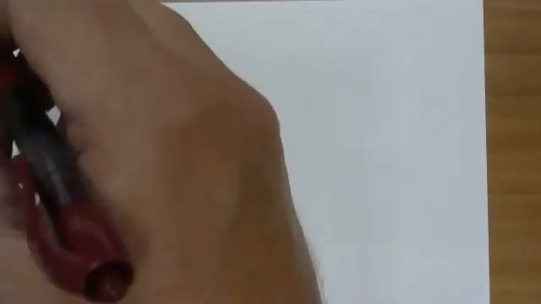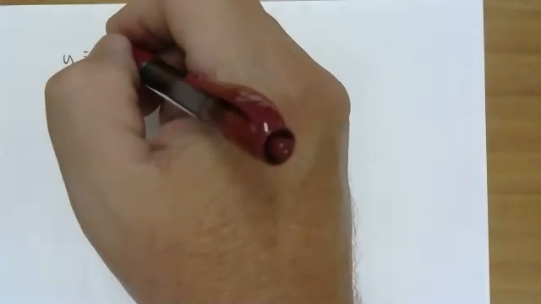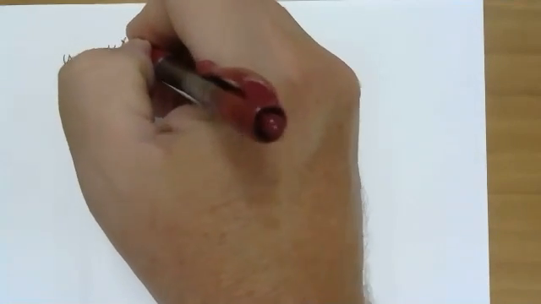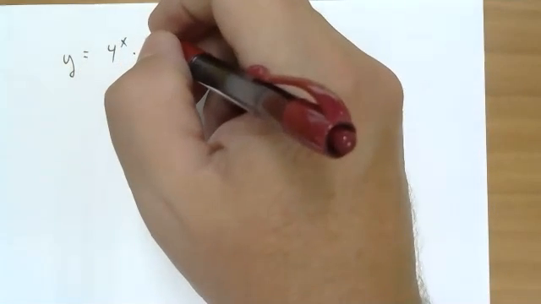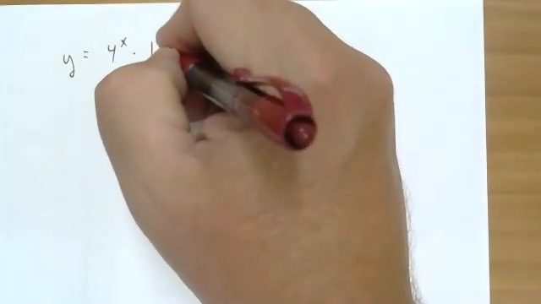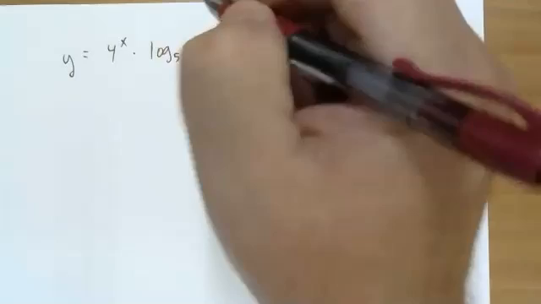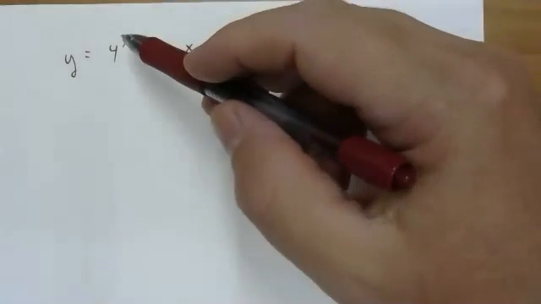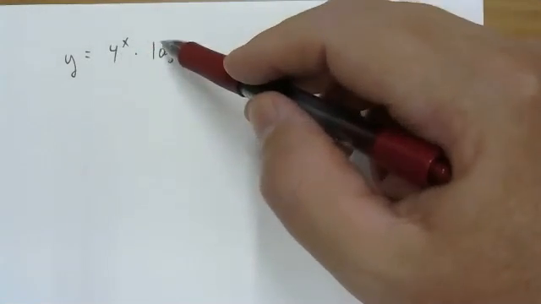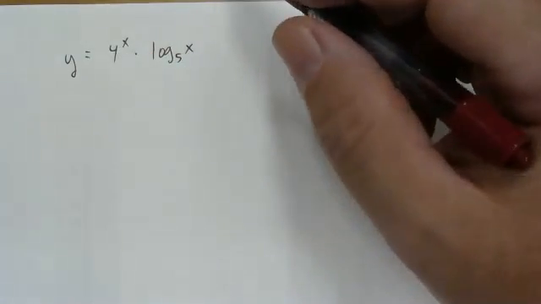All right, let's just do a couple more. These ones can get sort of complicated. So for instance, how about this one? Y equals 4x times log base 5 of x. What do we have here? It's almost like we have two functions being multiplied. So if we want to take the derivative, we have to use the product rule.